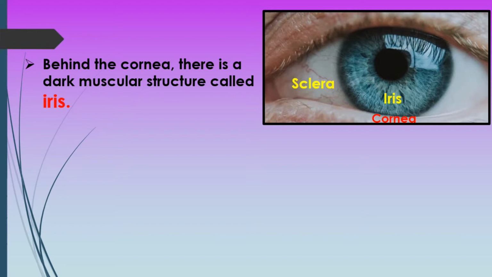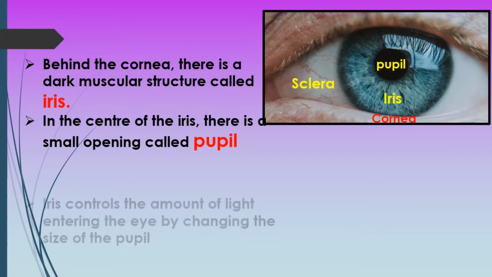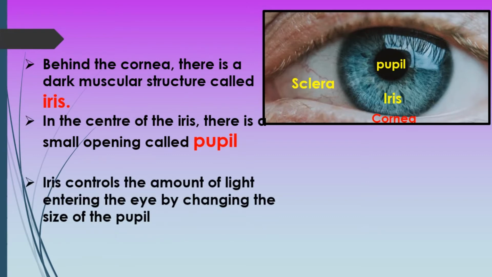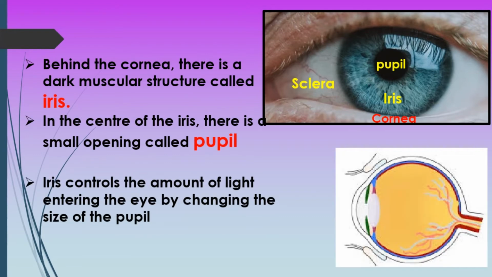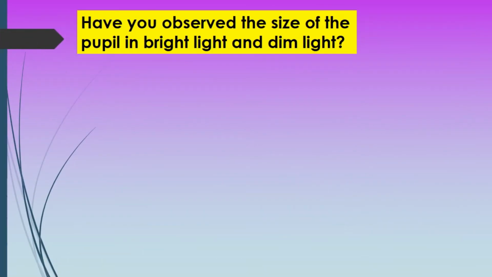In the center of the iris, there is a small opening which is called the pupil. Iris controls the amount of light entering the eye by changing the size of the pupil. Have you observed the size of the pupil in bright light and in dim light?